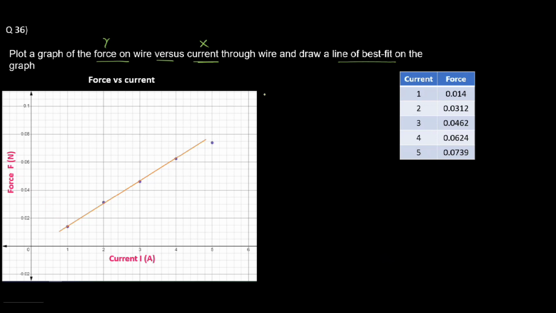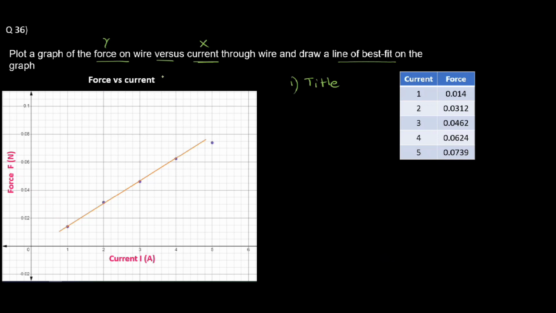What are the steps to plot a graph? The first thing you must do is add a title to your graph. I must name my graph. The name can be a simple expression of what they are asking you in the question. Here they asked me to plot force versus current, so I have written the name directly as force versus current.